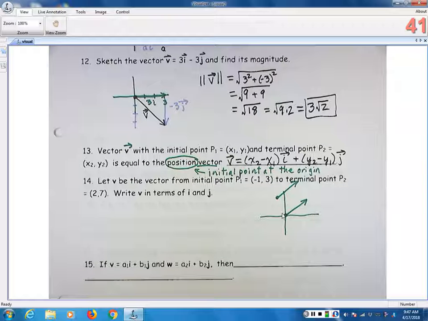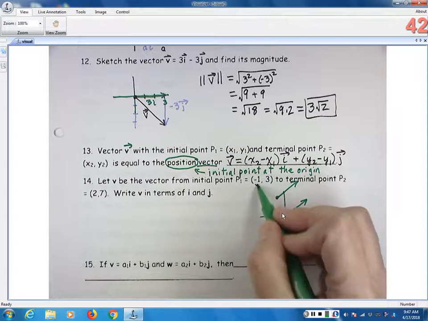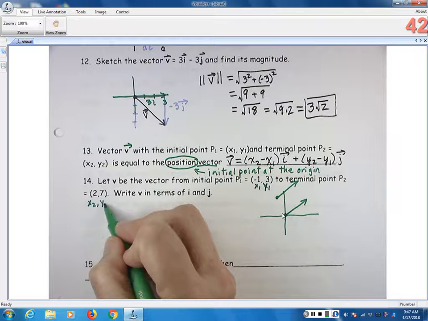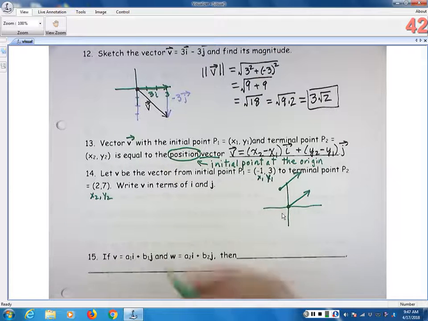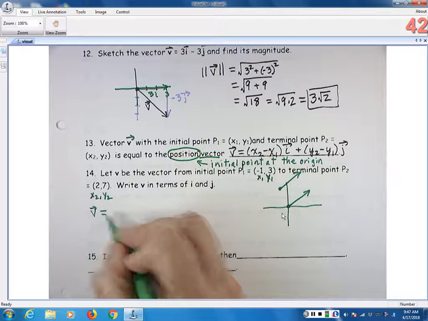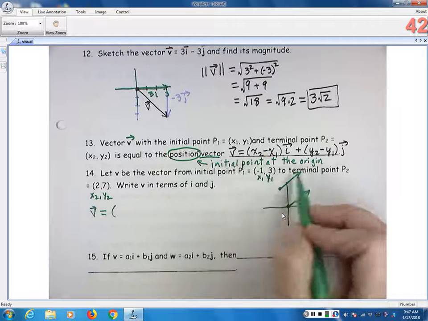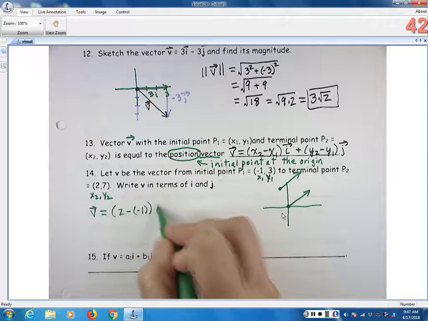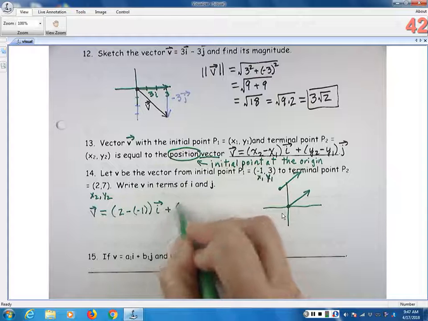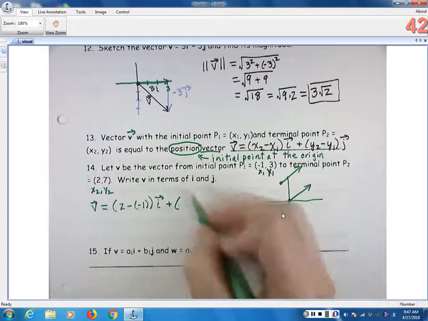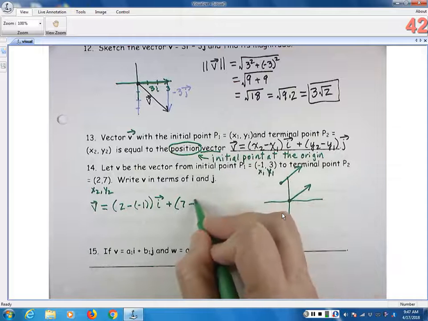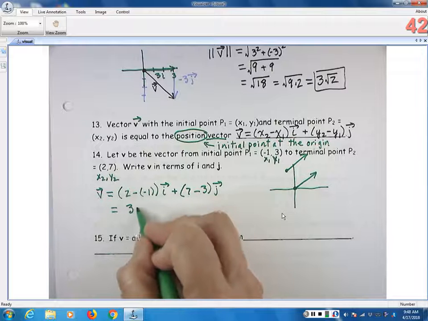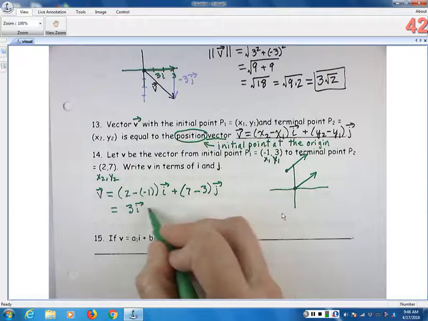If v is a vector with initial point x1, y1 equal to minus 1, 3, and terminal point x2, y2 equal to 2, 7, write v in terms of i and j. So v is just going to be x2, which is 2, minus x1 times i, plus y2, 7, minus y1, 3, times j. So that's 2 plus 1 is 3i, and 7 minus 3 is 4j.